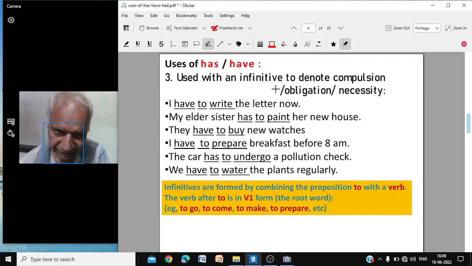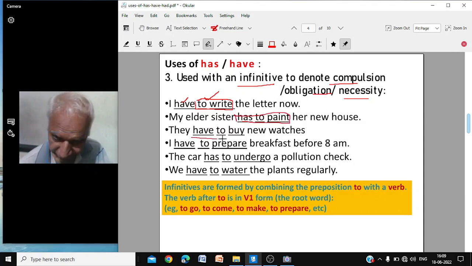Has or have is used with an infinitive to denote compulsion or obligation or necessity. I have to write. To write is an infinitive. To followed by a verb is an infinitive. So has or have followed by an infinitive. I have to write. That's compulsory for me. My elder sister has to paint. No option required.